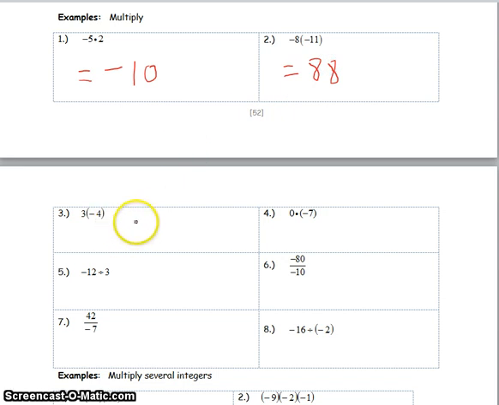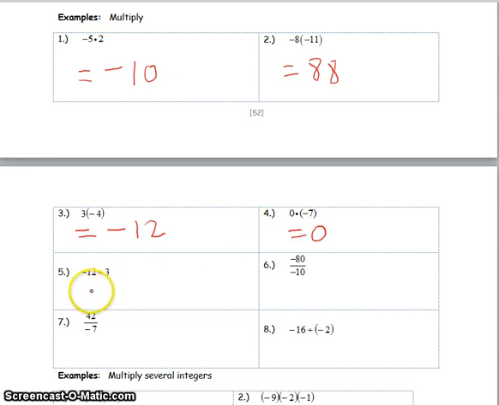Now we go to number 3. Now we have the reverse. We have the positive first times the negative. But as we did in number 1, whenever you have a positive number times a negative number, your answer is still going to be negative. 3 times negative 4 is a negative 12. Now we move on to number 4. Number 4 has 0 times a negative number. 0 times any negative number is just 0.